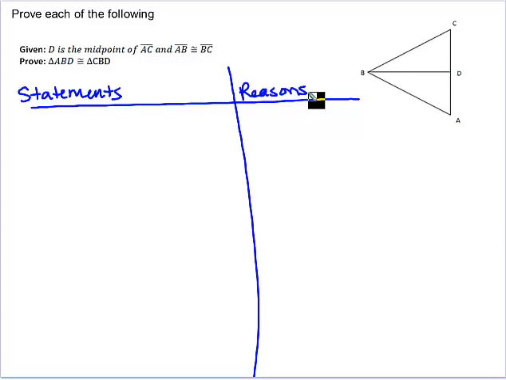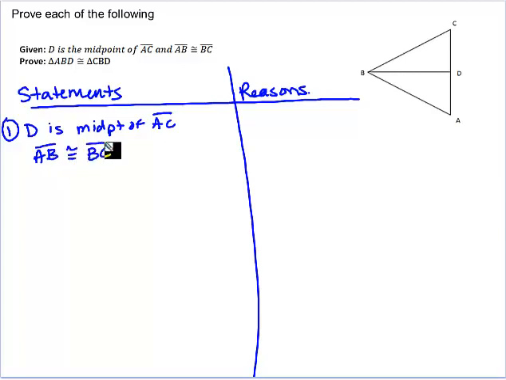And the first thing we always start with the proof is the given. We just copy that down exactly. So D is the midpoint of AC. And AB is congruent to BC. The reason: this is given. Okay, then we're going to go to our diagram and label that. So we have AB and BC are congruent.